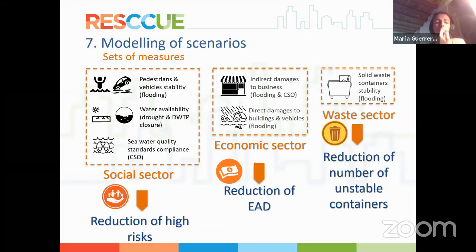This is only a summary of all the assessment carried out for all the scenarios within the different strategies and their study. As you can see, we analyze social sector impacts through the reduction of high risk for different variables like pedestrians and vehicles, water availability, seawater quality. We also analyze in detail economic sectors through direct and indirect damages to business, to buildings and vehicles. And we did the assessment of the solid waste container stability, so it was very complete.